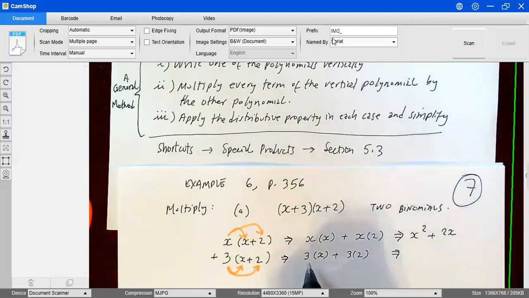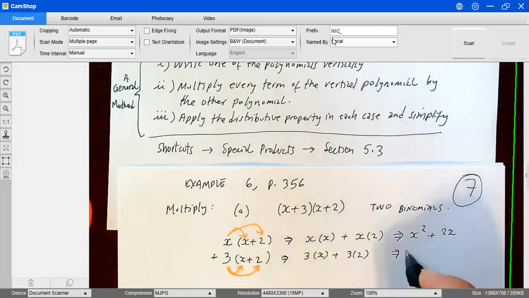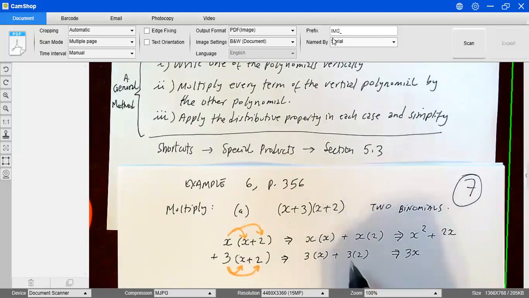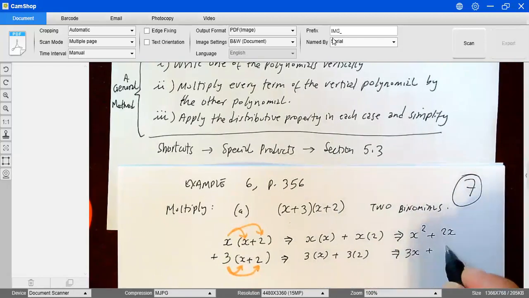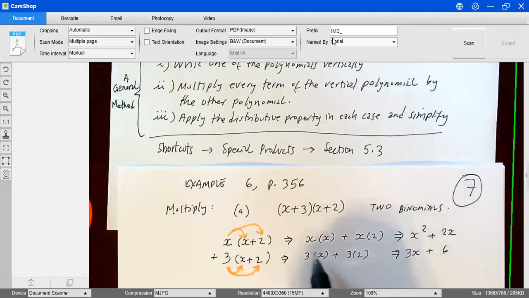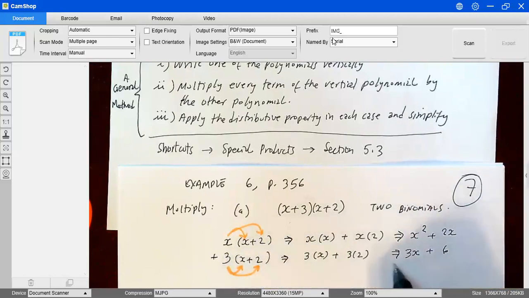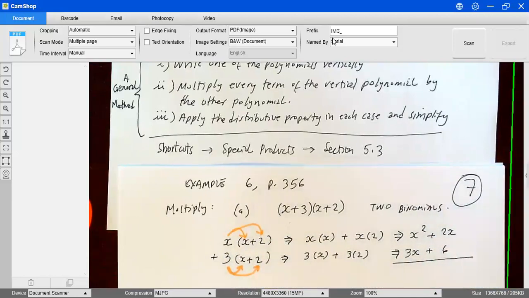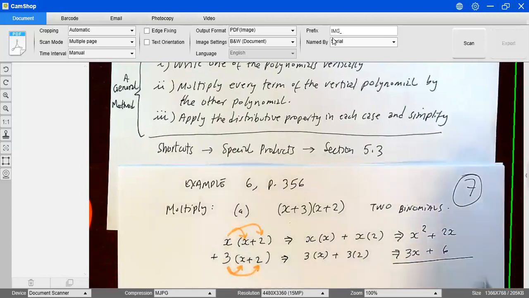And the same thing here. 3 times x is going to be 3x. And 3 times 2 is going to be 6. And again, you can skip this step. So you're going from 3 times x directly to here. 3 times 2 equal to 6 here. And then you're going to write this. You're going to combine this.